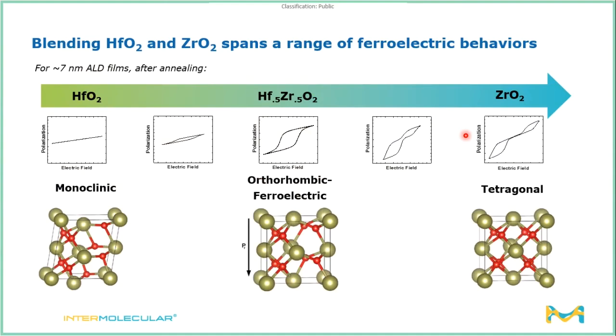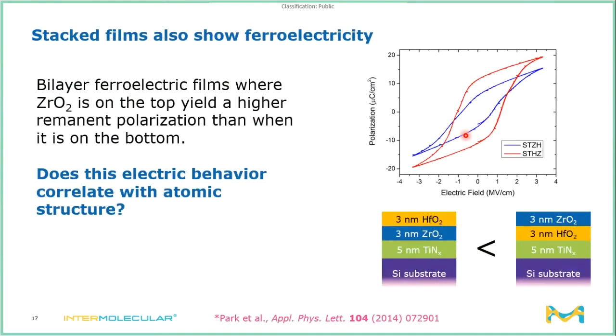electrical properties. But as it turns out, you don't actually need to mix the zirconium oxide and the hafnium oxide so closely together in order to get ferroelectricity.